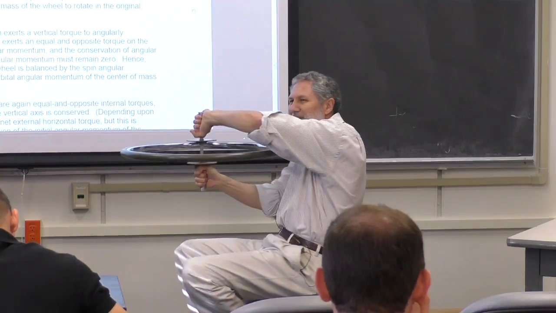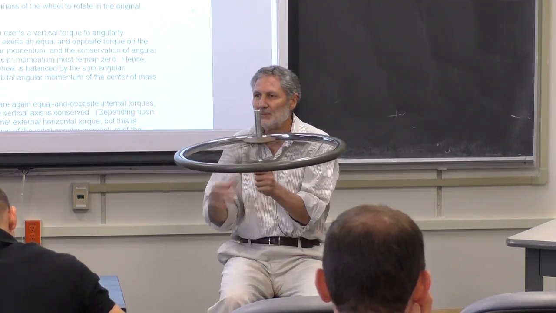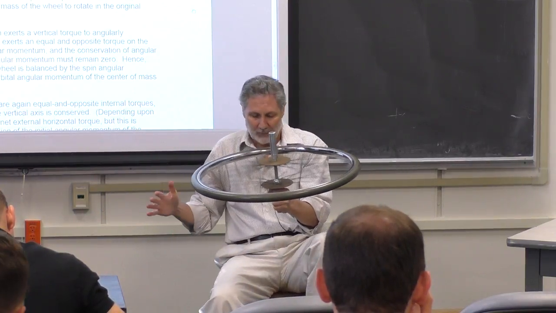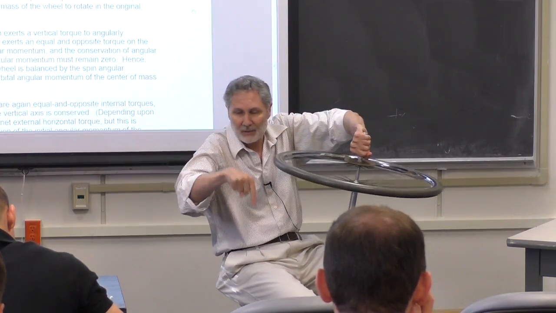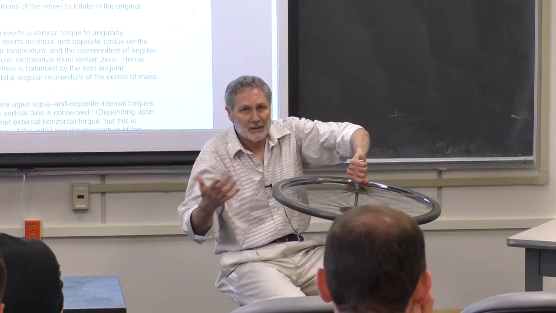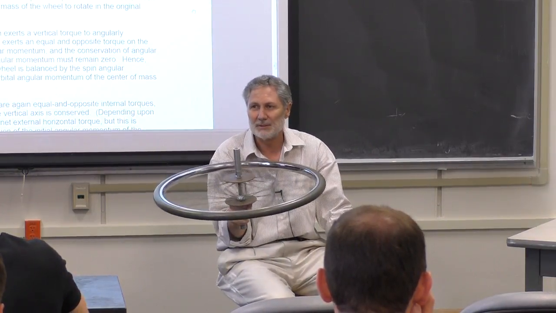Okay, what's happening? So now we're starting off with some angular momentum. It's pointing up, right? And once I take my feet off the floor, angular momentum has to be conserved. If I flip this, now its spin angular momentum is down. We can't change angular momentum. The total angular momentum has to be constant.